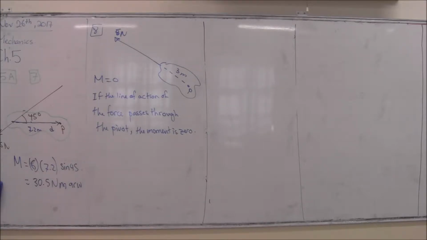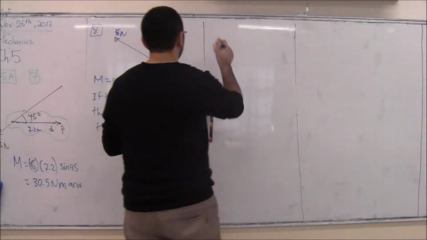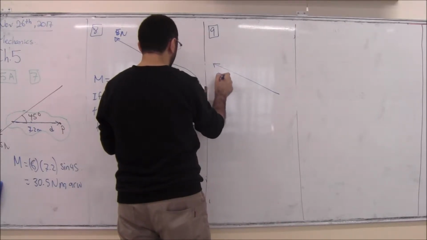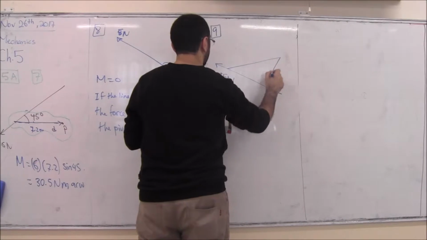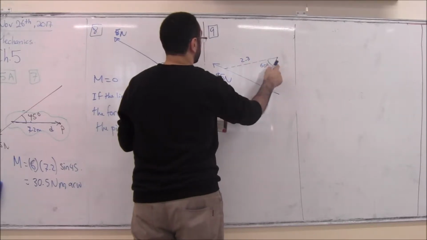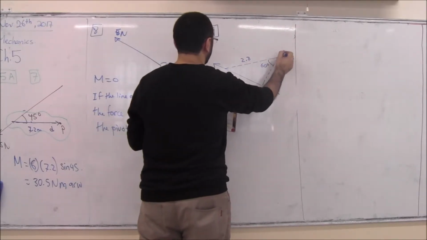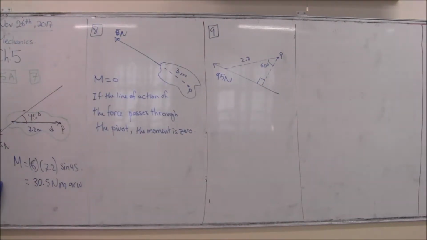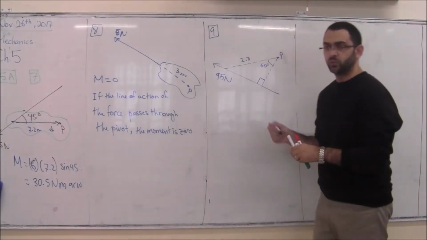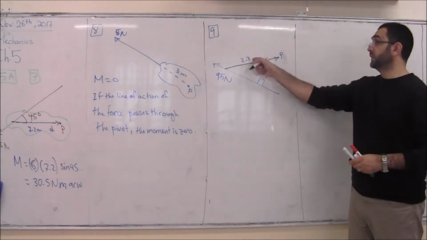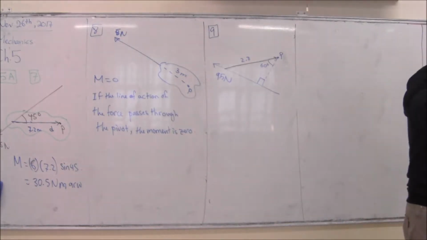Now 9. Look at 9. Also, you have to be very careful about 9. We are given a force like this, 9.5 newtons. This angle is 60 degrees, and the distance is 2.8. This is the point P. This is 90. Girls, pay attention, please. Where is the distance? This is the given distance. Where is the angle between the distance and the force?